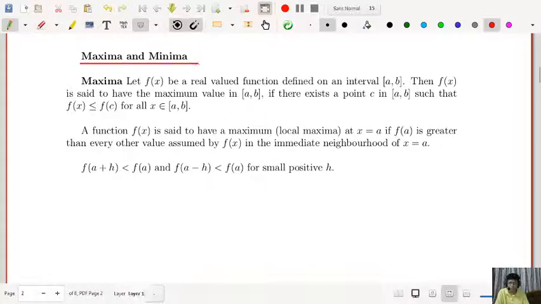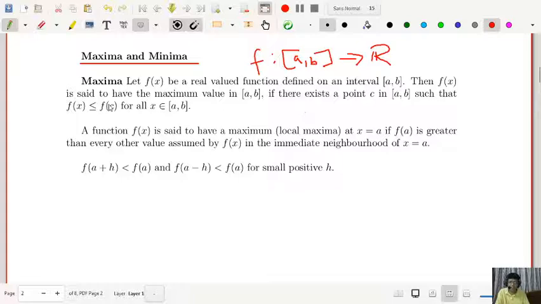First, the mathematical definition. Let f(x) be a real valued function. We already know what real valued functions are. Defined on an interval [a, b]. So f is a function from [a, b] to R. So f is a real valued function defined on the closed interval [a, b].